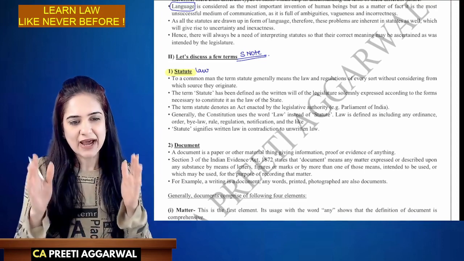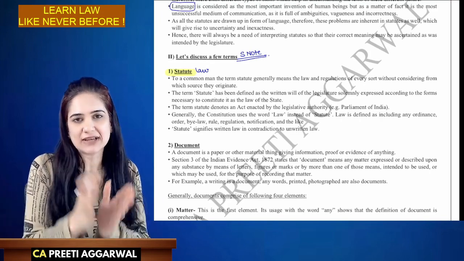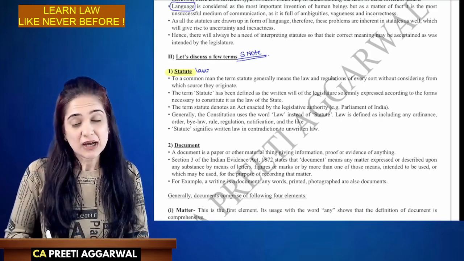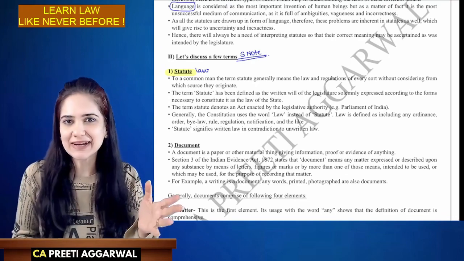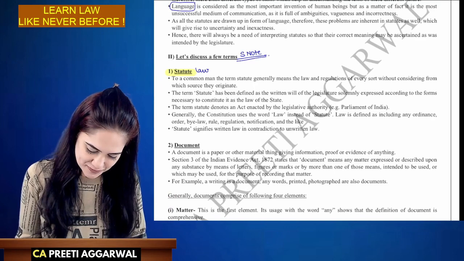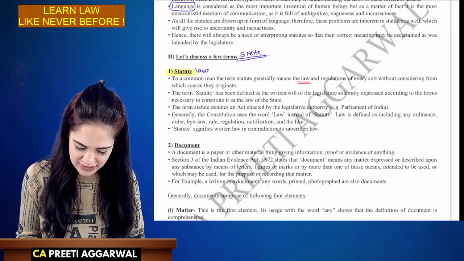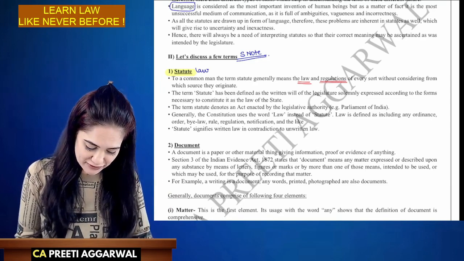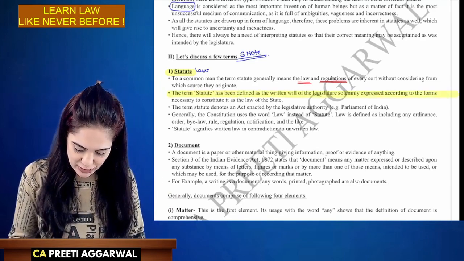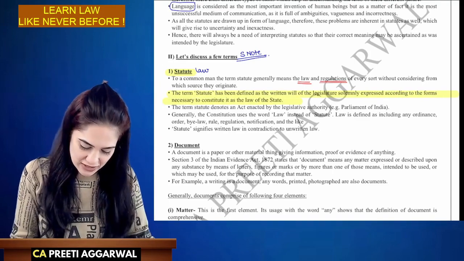But it actually means the written will of the legislature as compared to the unwritten one. What is the unwritten one known as? It is known as usage. They are local trade customs, traditions, etc. So to a common man, the word statute actually means law or regulations of every sort. But the actual definition is that it is the written will of the legislature as differentiated from the unwritten legislation.